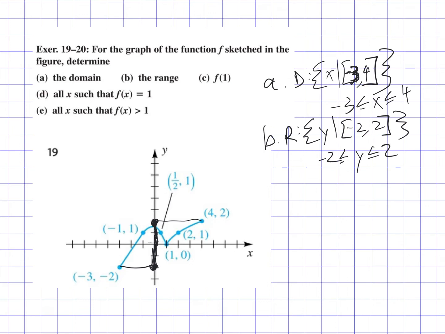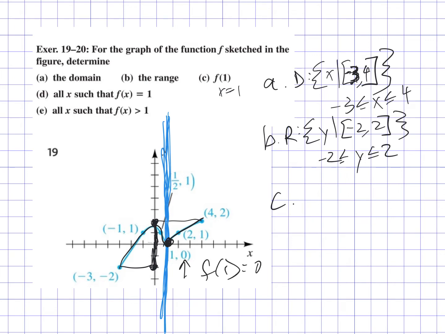All right, now let's take a look at C. What is f of 1? So when x equals 1, what do we get? Look at where x equals 1. I'll use a blue line here. Here's where x equals 1. X equals 1 is a vertical line going through the x-axis at 1. So when x equals 1, where are we on that line? Right there at (1, 0). So f of 1 equals 0. That's what you would put here: f of 1 equals 0.